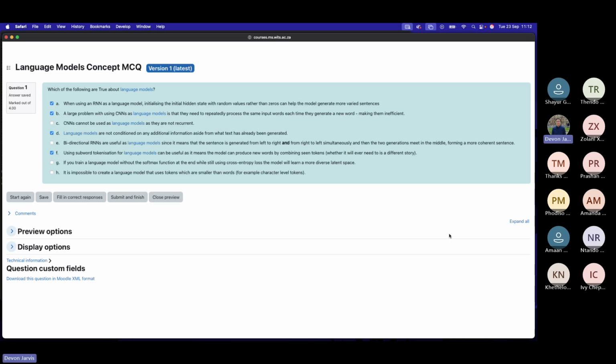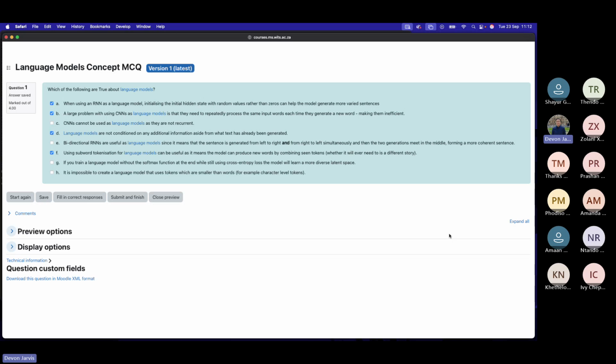Using subword tokenization for language models can be useful as it means the model can produce new words by combining seen tokens. Whether it will ever need to is a different story. So yeah, subword tokenization is great. We looked at BPE and we said that the reason for that is because you don't have a fixed dictionary size. The technical term for it is you have an open dictionary.